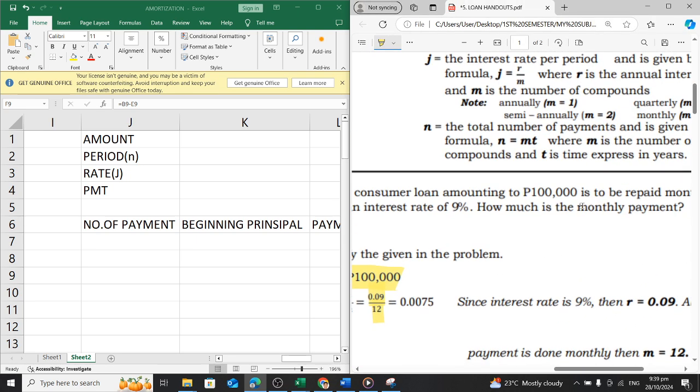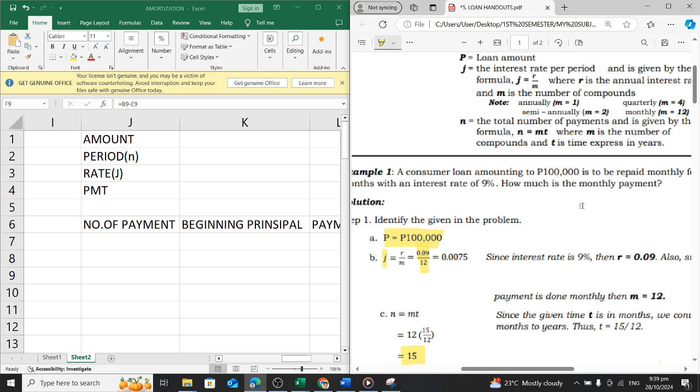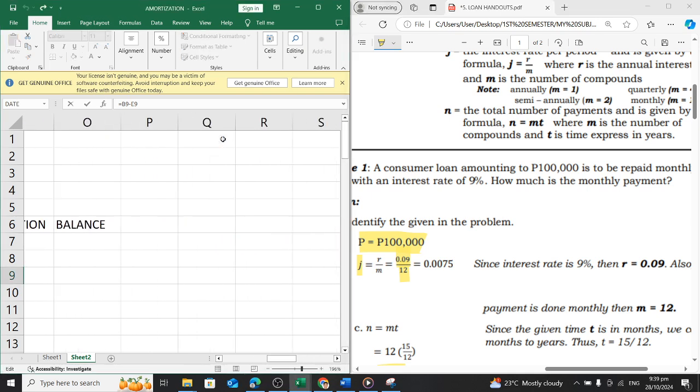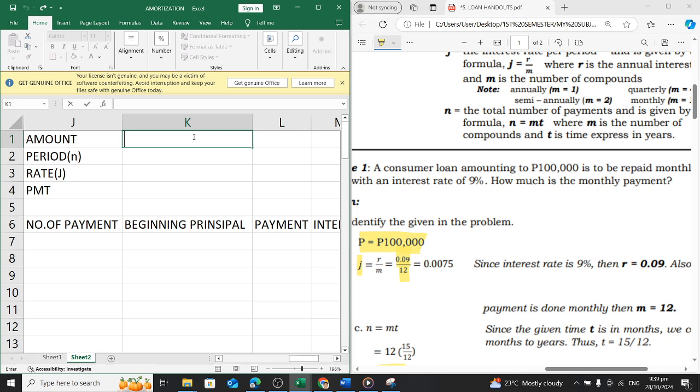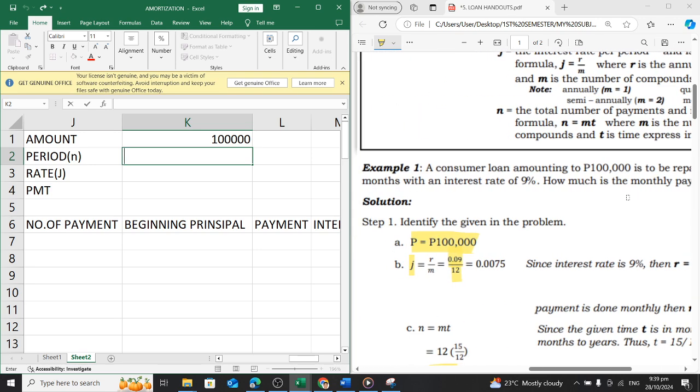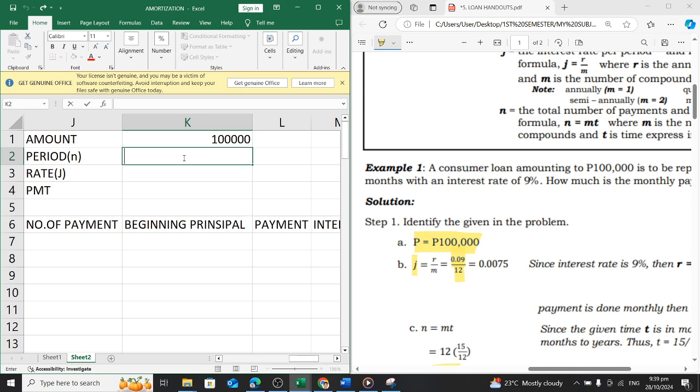All right, let's go back to the problem. A consumer loan amounting to 100,000 pesos. So the amount borrowed is 100,000 pesos. So you write there 100,000 pesos. The period. What is the period? The total number of payments. All right. So this is 15 months, repaid monthly for 15 months. Therefore, our N or the total number of payments is 15.